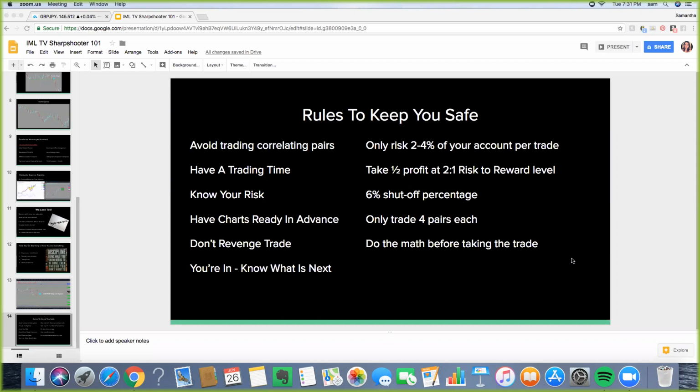Correlating pairs are, for example, GBP USD, GBP JPY, and GBP CAD, because they all contain the GBP. The reason that I want to avoid trading all three of those at the same time is because if I place a buy on all three of those pairs, and I am wrong about what the GBP is going to do, I triple down on my losses, which is not something that you ever want to do. So I avoid trading correlating pairs.